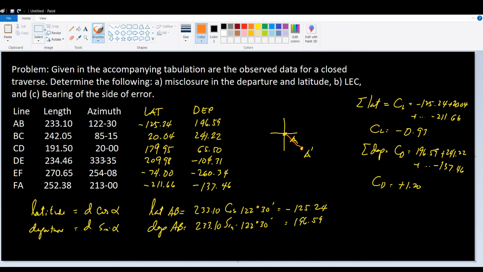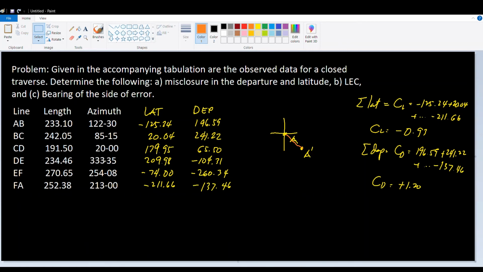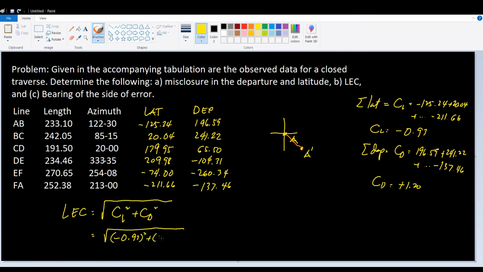Let us calculate the linear error of closure. It is equal to the square root of CL squared plus CD squared. So that is the square root of negative 0.93 squared plus 1.20 squared, and that is equal to 1.52. We also refer to this as the misclosure. So we ended up at a point A prime. The initial point is A. We are supposed to end at A, but we ended up at a point A prime, 1.52 meters away.